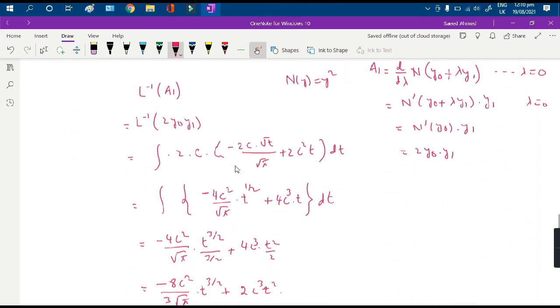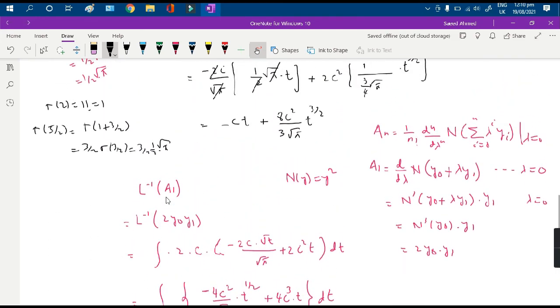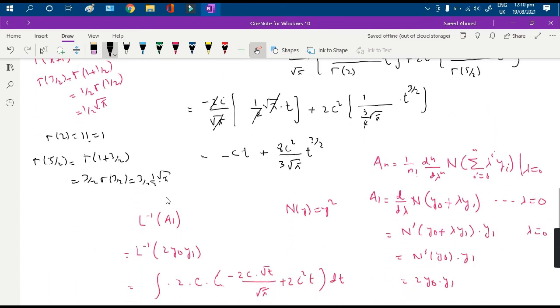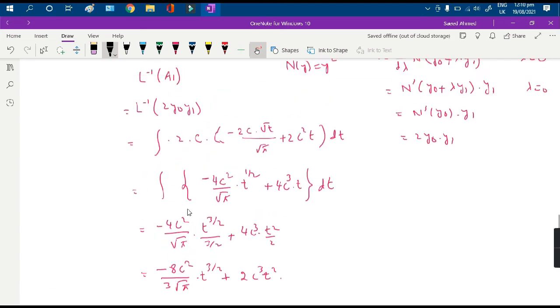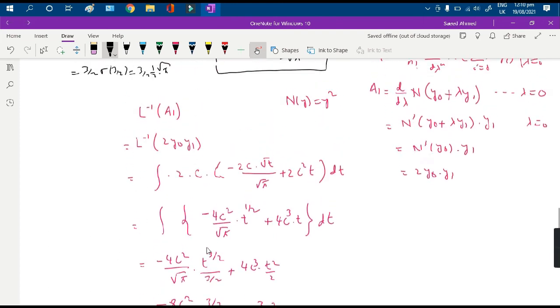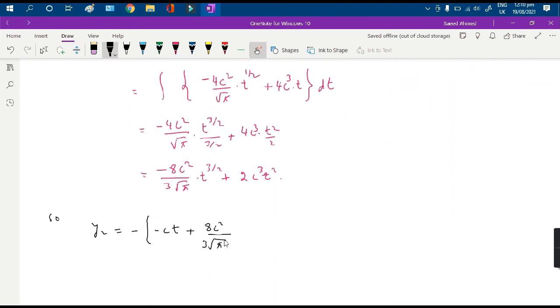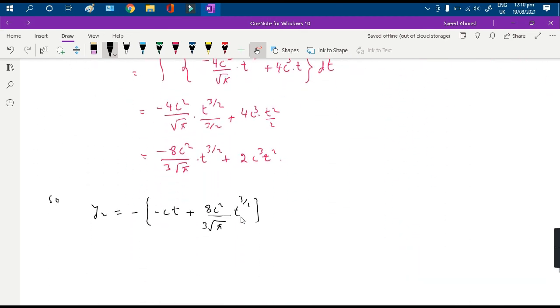So y2 becomes minus the integral of order 1 by 2 of y1, which is this thing: minus ct, and then 8c square over square root of pi, 3 and t to the power 3 by 2, and then we have 2 times L inverse, 2 times of this thing, minus 8c square over 3 times square root of pi into t to the power 3 by 2 and plus 2c cube t square.